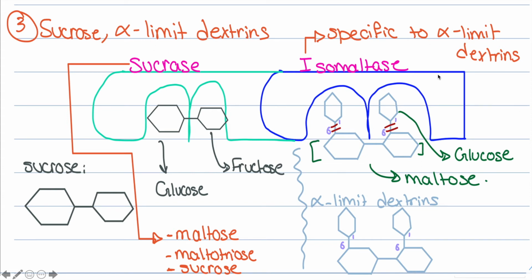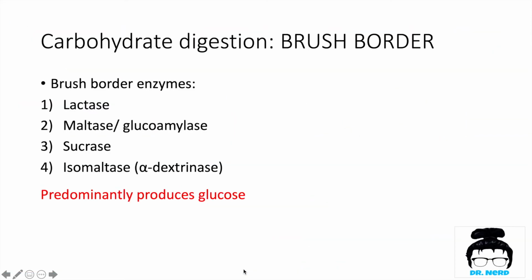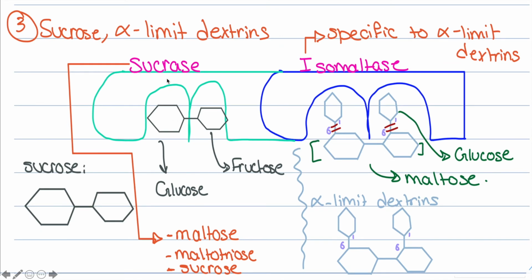Of course, as I just said, if there's a sucrose molecule, sucrase is the enzyme used to break it down. Sucrose is a disaccharide made up of glucose and fructose. So if you break down the bond between glucose and fructose, you get glucose as a product and fructose as a product. Sucrase is also known to break down maltose, maltotriose, and sucrose. So if the maltase enzyme is missing, sucrase would also be able to break them down.